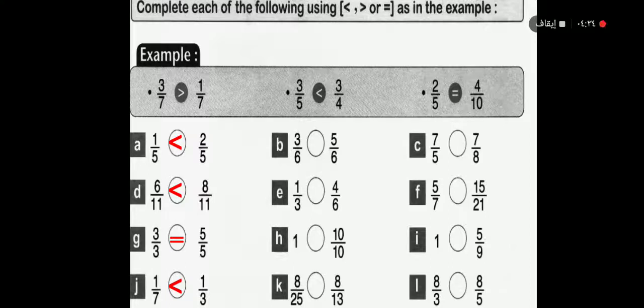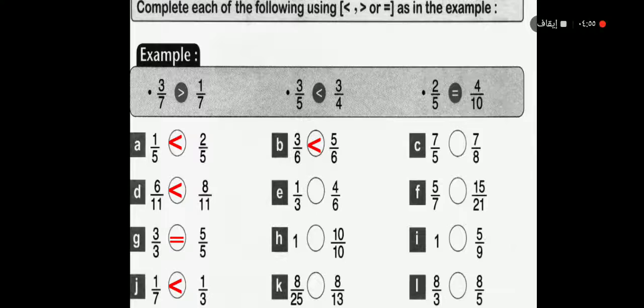Example B. 3 over 6 or 5 over 6. Excellent. 5 over 6 is more than 3 over 6 because 5 is more than 3.